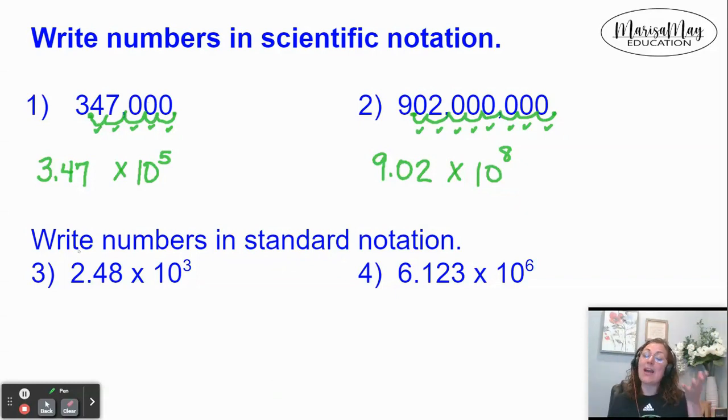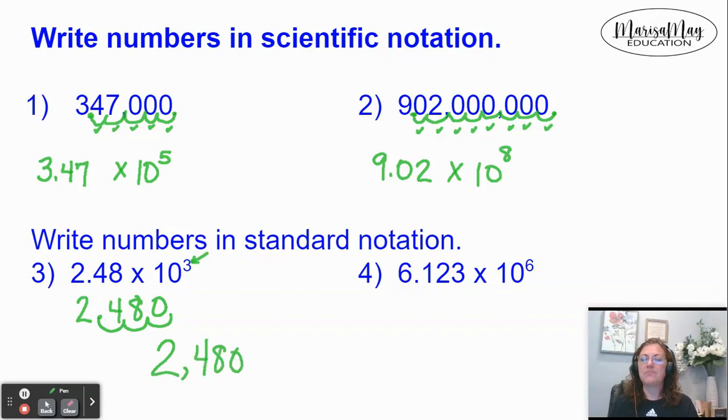Now, of course, we're going to ask you to go the other way. So look at 3. I've given you a scientific notation. I need this to be written back in what we call standard notation. So remember, the exponent tells me the scoops. So I'm going to move the scoops back. 1, 2, and then I have a scoop that's empty. I have to fill that with a 0. So my number here is 2,480.